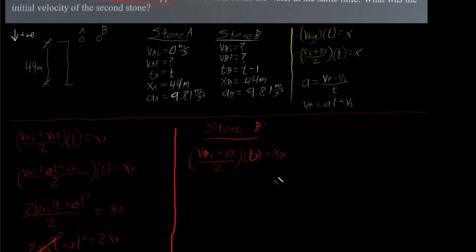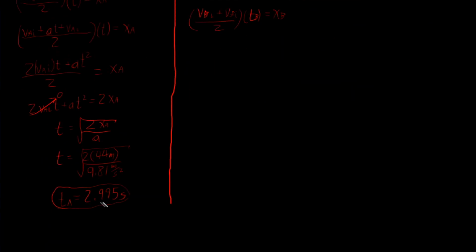So let's see, how many unknowns do we have in this equation? Time B, it was unknown before, but now that we've solved for what time A was, we know that time B is just 1 second less than that, so it'll be 1.995 seconds.